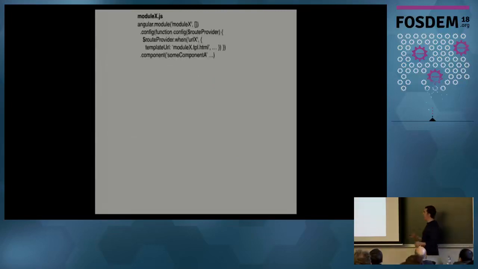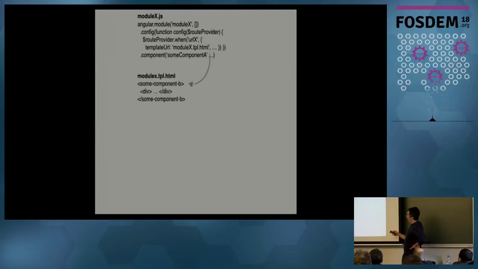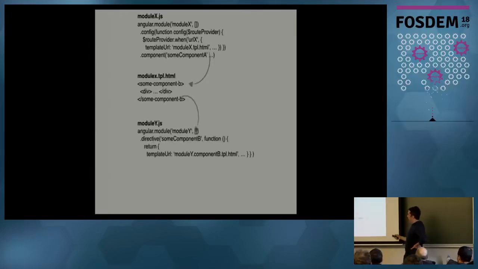And then if we look at a very simple code example, I hope you can read it. I tried to make the font as big as possible. So we have a module, and in this module, we are using a template. We define the template URL and give the name of the template, in this case, module X. And then in module X, we have a component. We're using some-component-b, so this means there will be another module that defines the component. And this module is using another template, module Y component B.